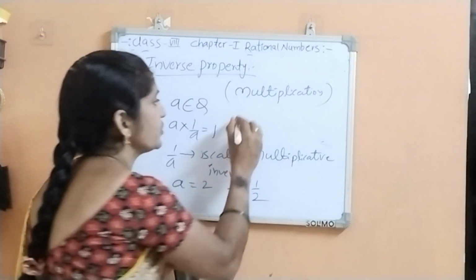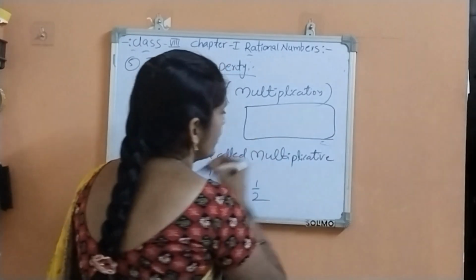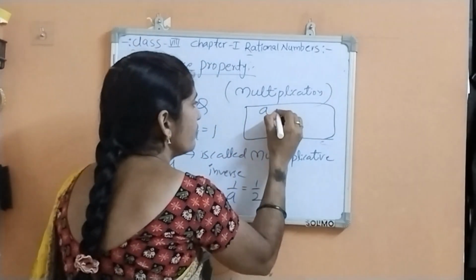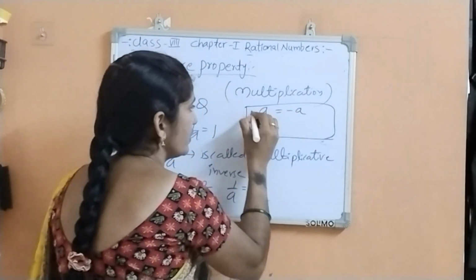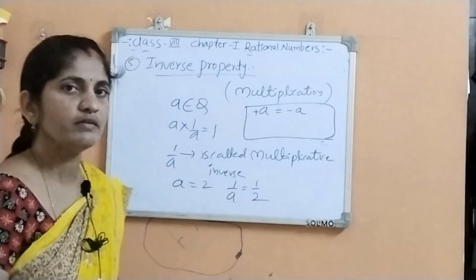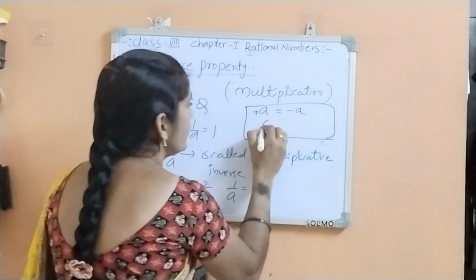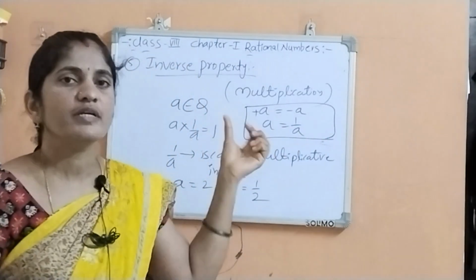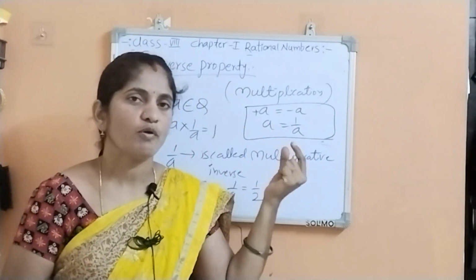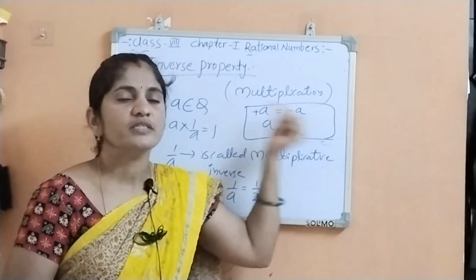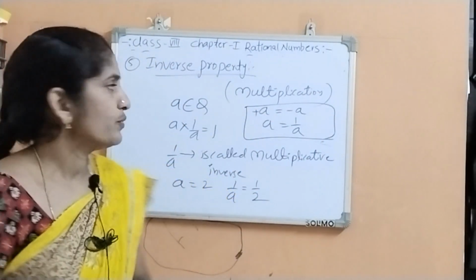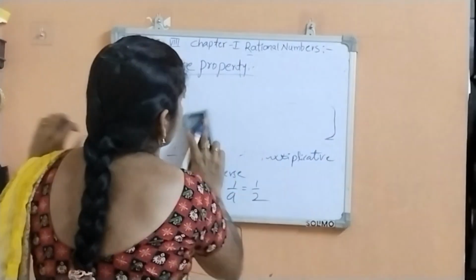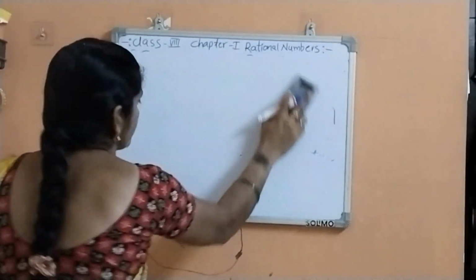In this discussion 2 points are very important. The additive inverse of plus a equals minus a. The multiplicative inverse of a equals 1 by a. This is a very important point when we are solving problems, so we will use these conditions. Now we are going to discuss the distributive property.